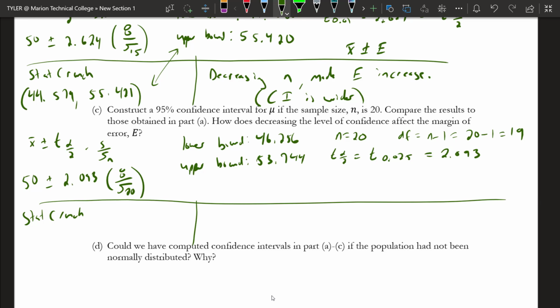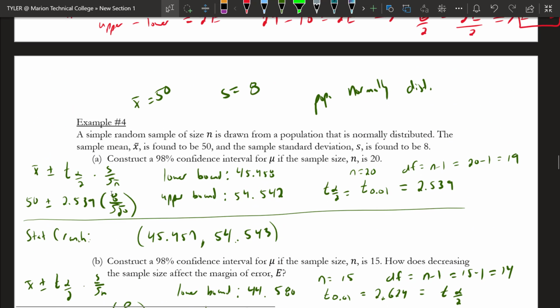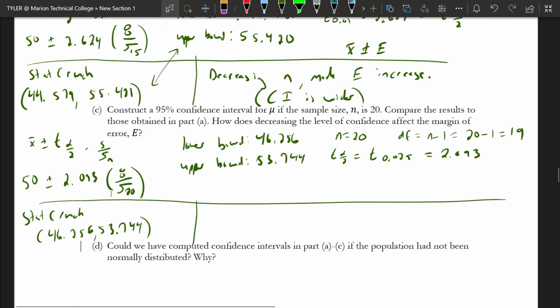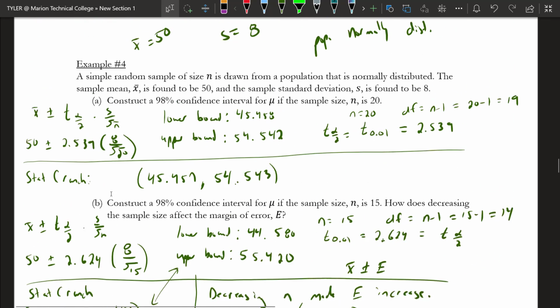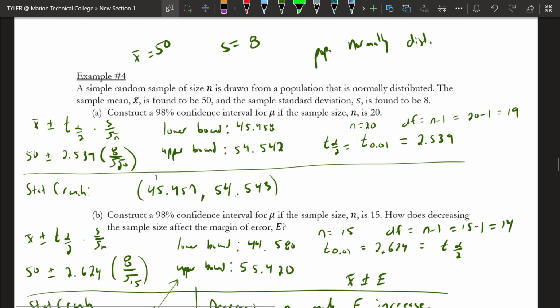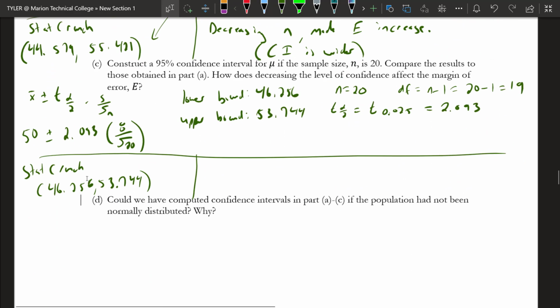And if you use StatCrunch, you'll get 46.256 and 53.744. So these came out to be exact, if you round to 3 decimal spots. So if I compare this interval to the one from part A, you'll notice that the interval is narrower in part C. It's tighter. The lower limit is 45 point something in part A, and this is 46 point something in part C. So we got narrower.